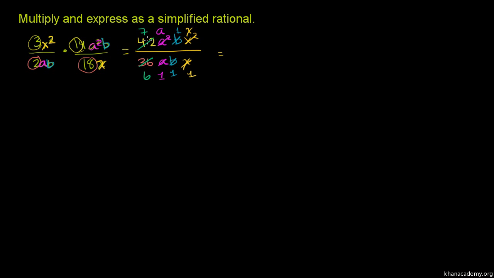So in the numerator, we are left with 7ax. We can ignore the b because it's just multiplying by 1 now. So we have 7 times a times x in the numerator. And then in the denominator, we have 6 times 1 times 1 times 1. So we have all 6.